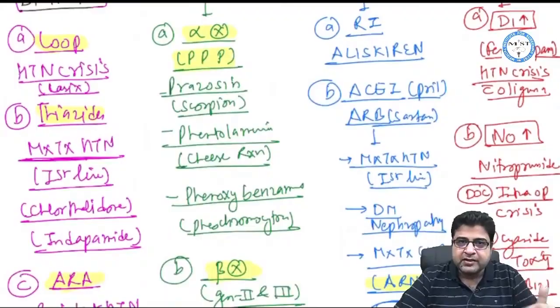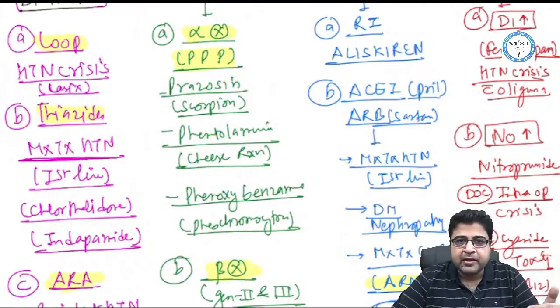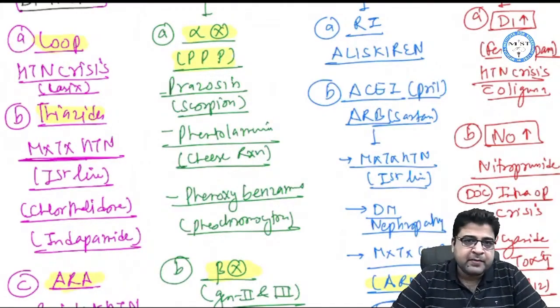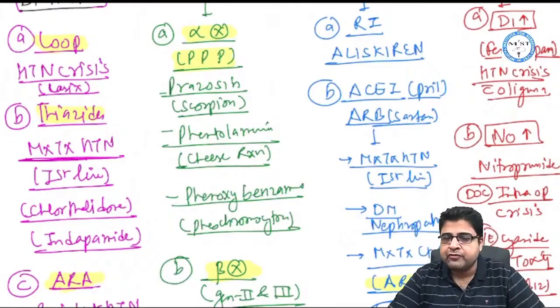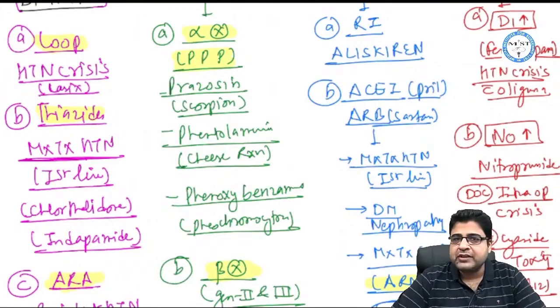Third was phenoxybenzamine. We discussed that this medicine has the word ban. This medicine will ban the alpha receptor by making a covalent bond with the alpha receptor and block it irreversibly. And it will also ban the tumor. The drug which bans the alpha receptor also bans the tumor. Pheochromocytoma, drug of choice phenoxybenzamine.